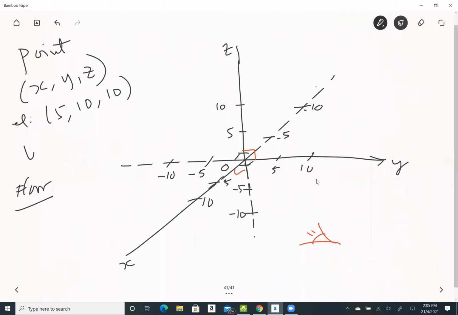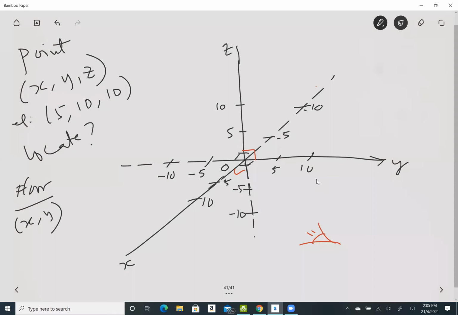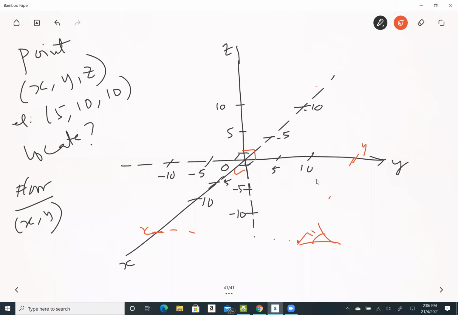Now, next, how do you locate a point? To locate a point, firstly, you consider the x, y first. For any x and y, for example, say x is here, and the y is over there. So you consider the point x, y on the plane, on the floor. After that, you want to find the corresponding z. Either you go up the wall or you go down the floor, and then you find the corresponding value of z.